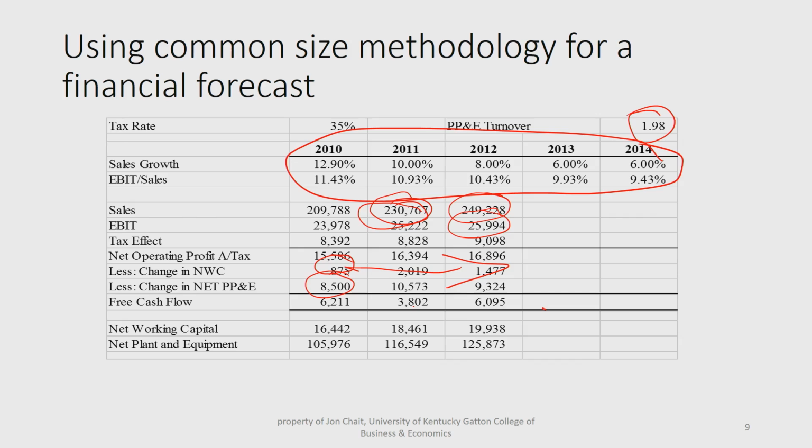Then, of course, we'd start playing around and asking ourselves, well, what if this happens? What if that happens? What if it goes up? What if it goes down? What are the impacts? We would do that to refine the model.